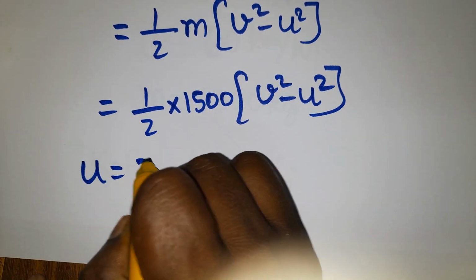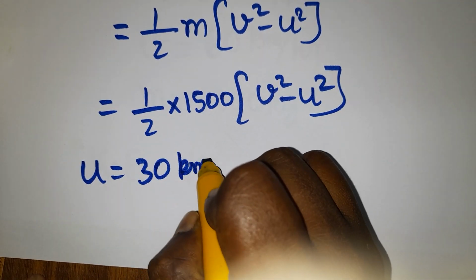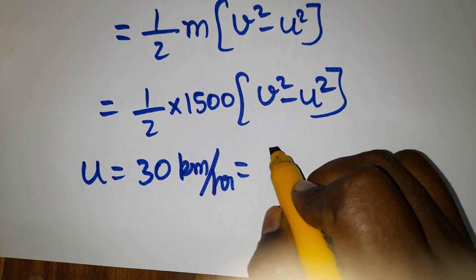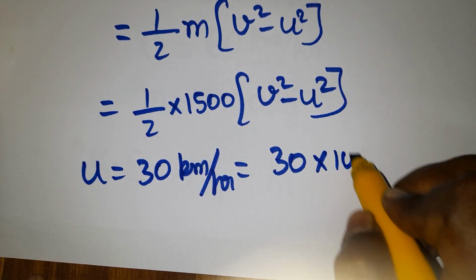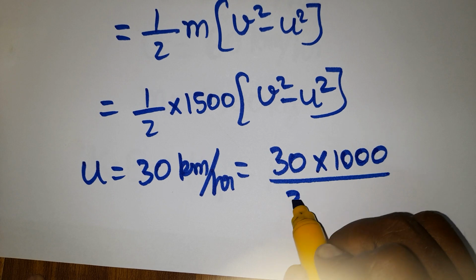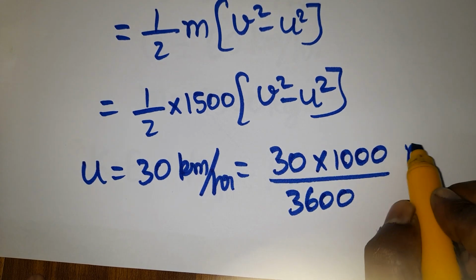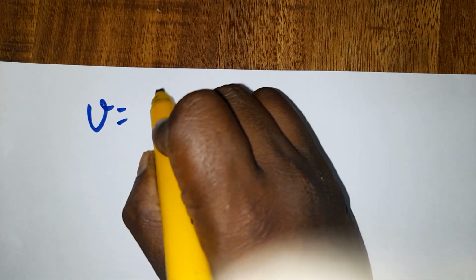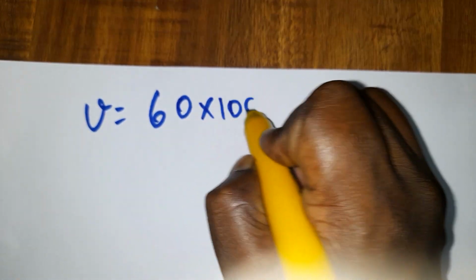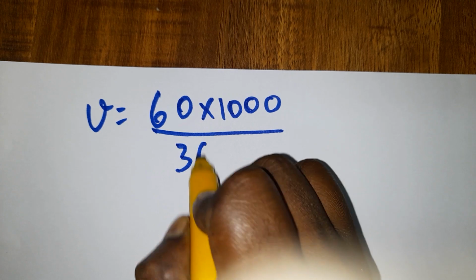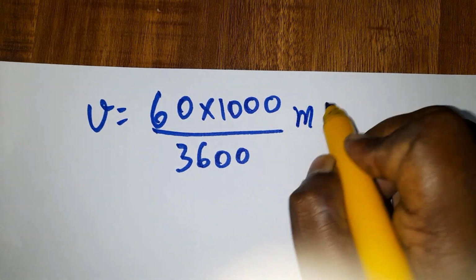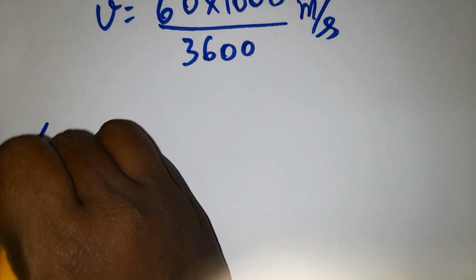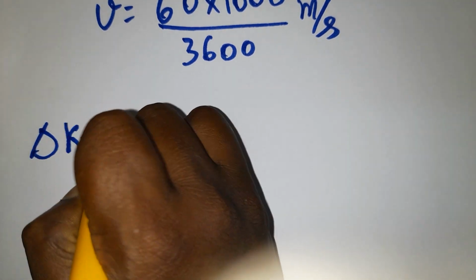We need the correct values in SI units. u is 30 kilometer per hour. First you should convert 30 kilometer to meter, which is 1000, and hour to second, which is 3600. That gives meter per second; I just converted the initial velocity. The final velocity is 60 kilometer per hour, so 60 into 1000 divided by 3600 meter per second.